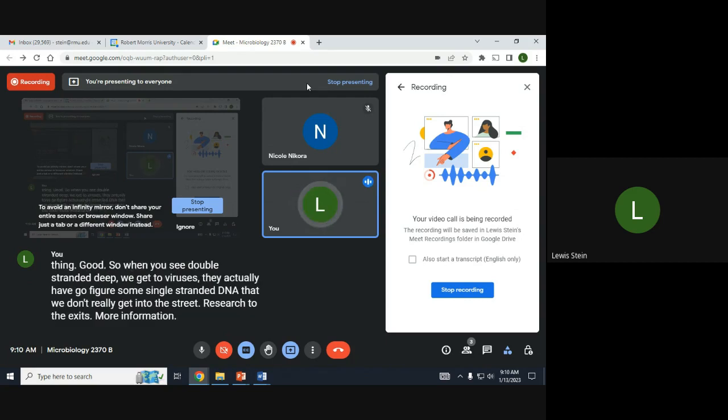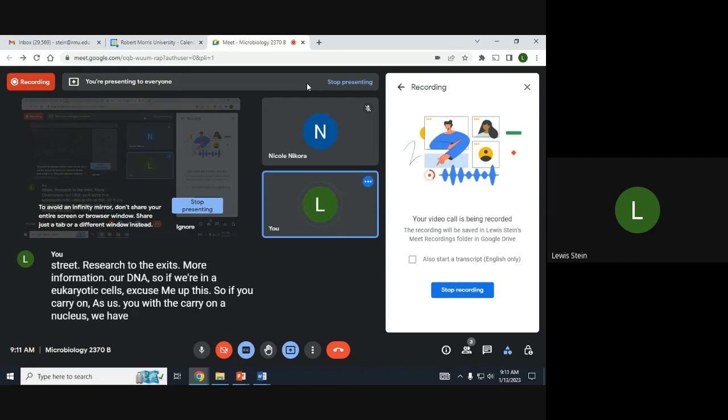Our DNA, so if we're in a eukaryotic cell, this gives me the opportunity to do this. So in eukaryotes, that's us, with the nucleus, it's quite a bit different. So if you look at it from that construct up there, it can be single or multicellular. So you're going to see eukaryotic organisms.